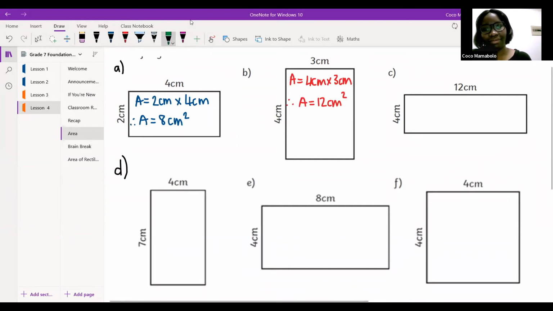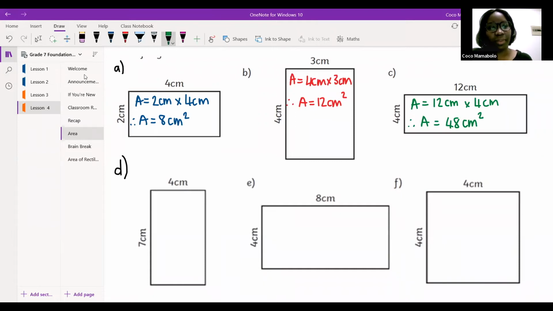Hello, Miss. Hello. Number C, ma'am, it's 12 times A equals 12 times 4. 12 centimeters. Therefore... Don't forget your centimeters. Oh, centimeters. Therefore, I feel like we skipped a couple of steps. Therefore, A equals 48 centimeters squared. Well done. Well done, Nokwezi. Amazing.